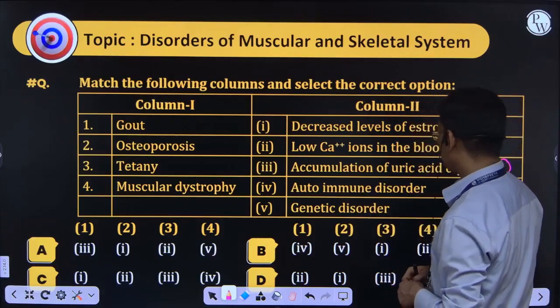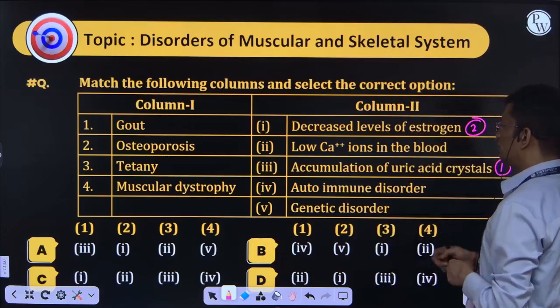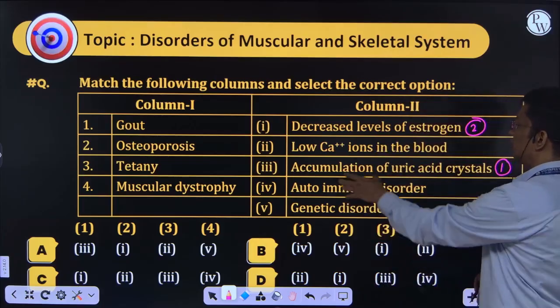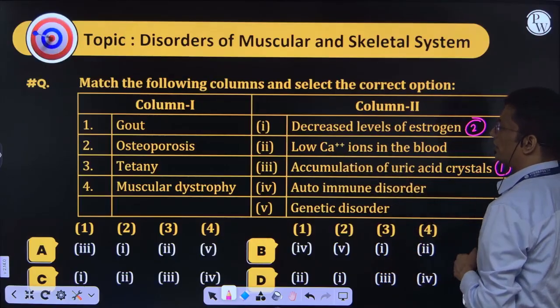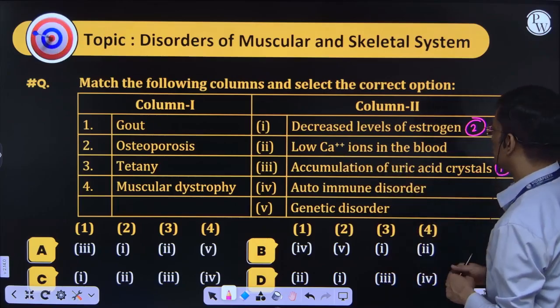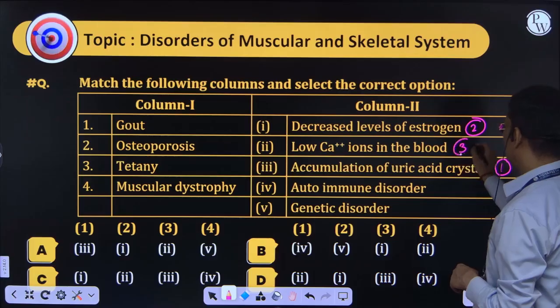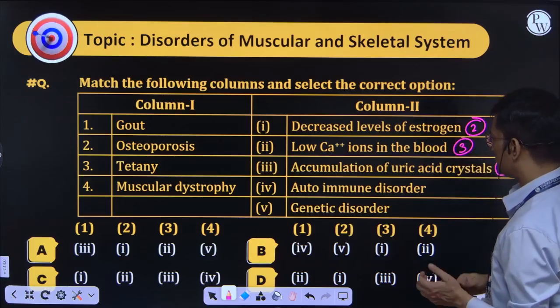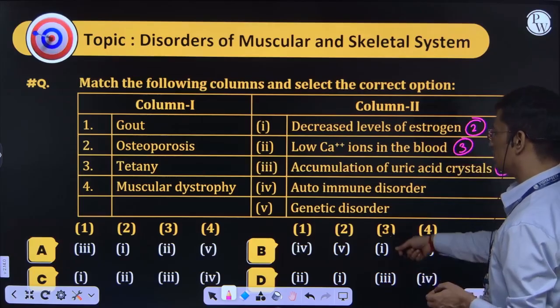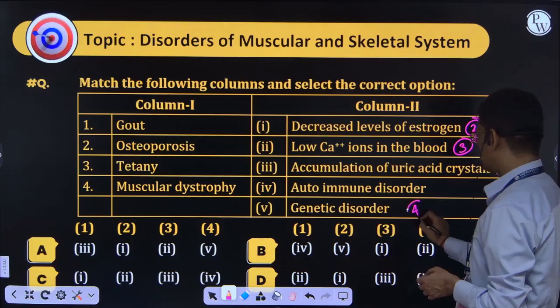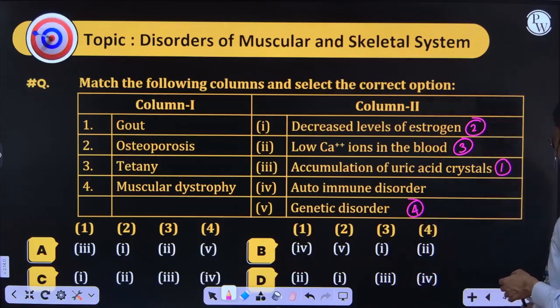Tetany is wild spasm due to low calcium. If low calcium is there, the sodium channel will always open, so continuous depolarization takes place. This is tetany. Muscular dystrophy is a genetic disorder.